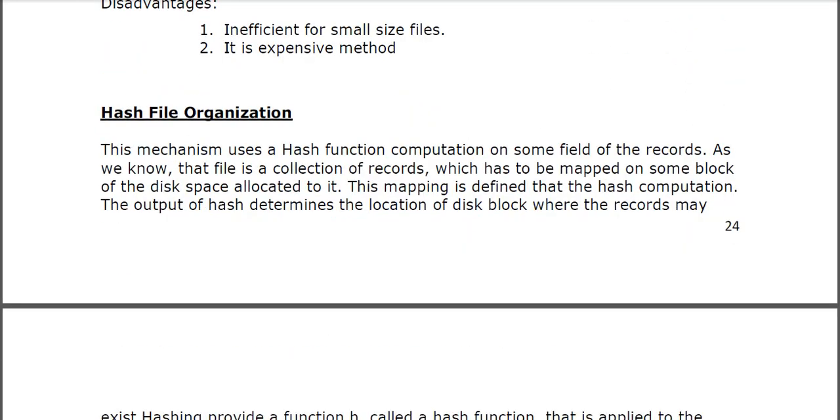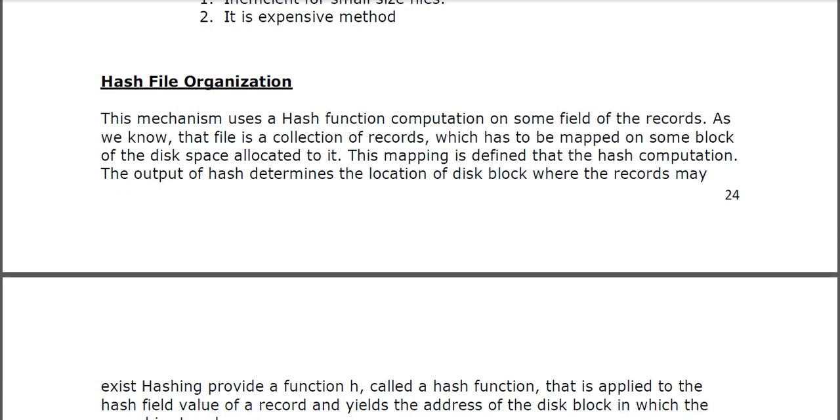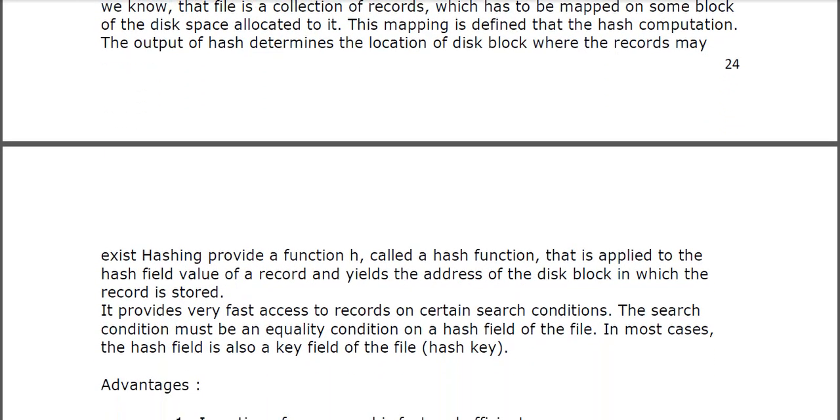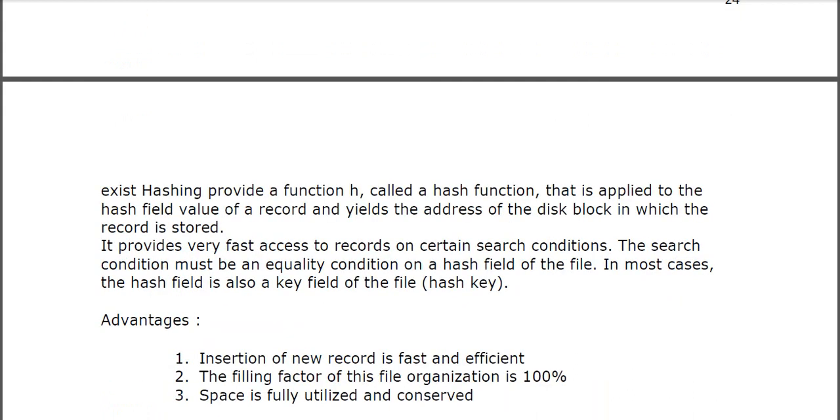Similarly, hashed file organization. In the hash file organization, you use a hash function, and based on the result of the hash function, the records are stored on some block of the disk space allocated to it. We call that a hash table actually, and using the hash function's result, we store the key in the hash table. Usually many different hash functions are used, and the division method is the most popular hash function method, using which we store the keys in the hash table.